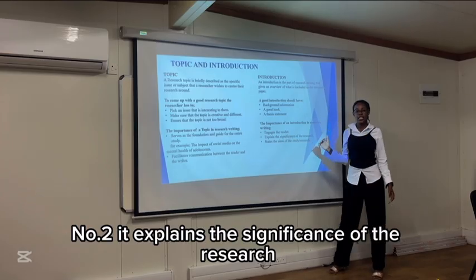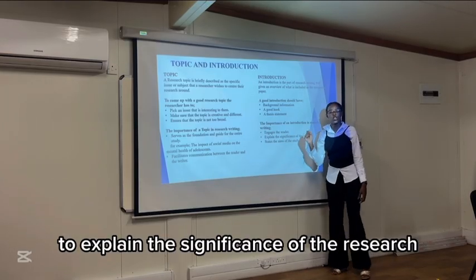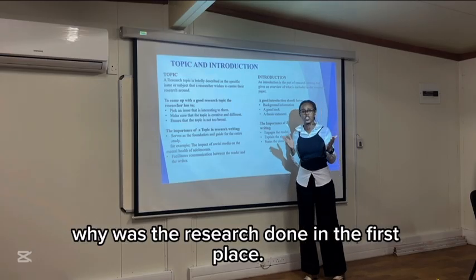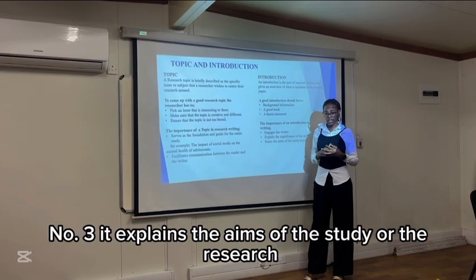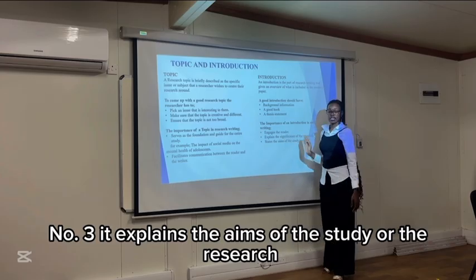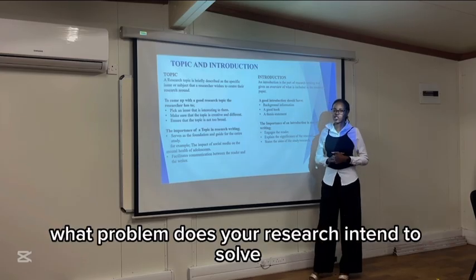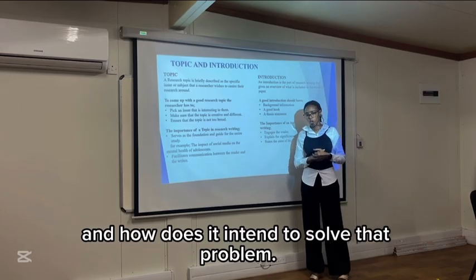Number two, it explains the significance of the research. To explain the significance of the research is to answer why was the research done in the first place. Number three, it explains the aims of the study or the research. This is to answer what problem does your research intend to solve and how does it intend to solve that problem.